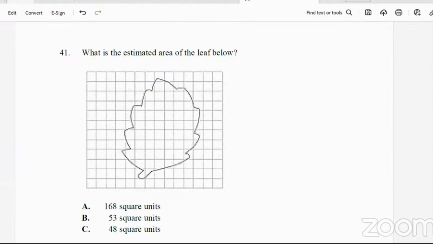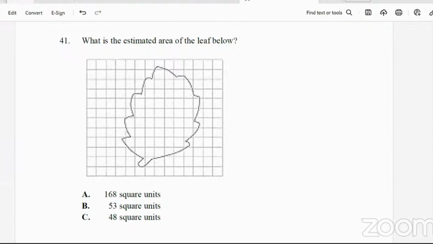All right, so question 41 is similar. What is the estimated area of the leaf below? So again, is it 168 square units, 53 square units, or 48? So we're going to have to do the same thing. And first, I like to add all the perfect squares and then I try to combine and see how best. So let's do that as quickly as possible.